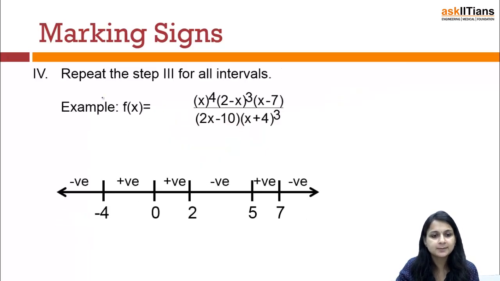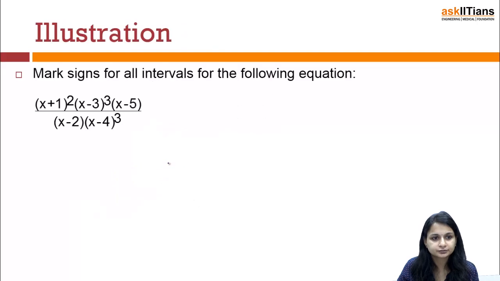Now, the fourth step is, suppose this is my function f(x). I have just written down all the intervals properly. So we can see that here it is positive, positive. Now let's take an illustration. Here I am marking signs for all intervals for the following equation. You can quickly see that the zeros would be minus 1, 3 and 5, and 2 and 4 are the poles. So let me plot them.